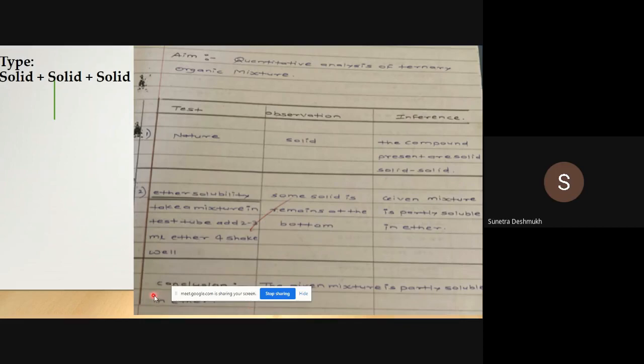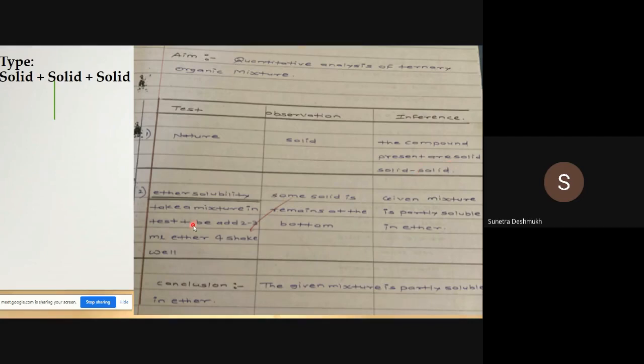In the previous lecture I explained what your first task is when you get your mixture in your hand. This is qualitative analysis. The first task is the nature of the mixture, and you have to write it in your examination answer sheet or in your journal. The first test is nature: what is the nature of that ternary mixture? All three are solid, so you can see the mixture is solid. You have to write solid in observation, and in inferences, the compounds present are solid, solid, solid. Or you can say the given mixture is solid plus solid plus solid.